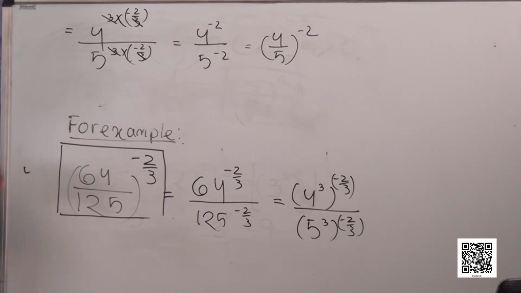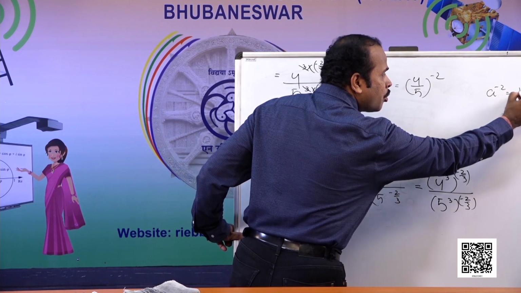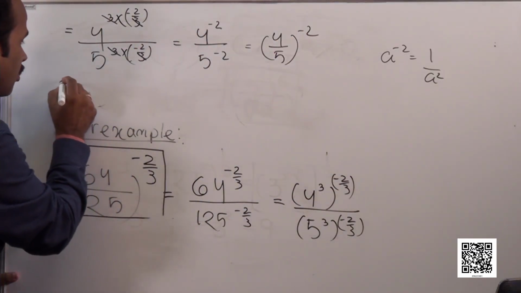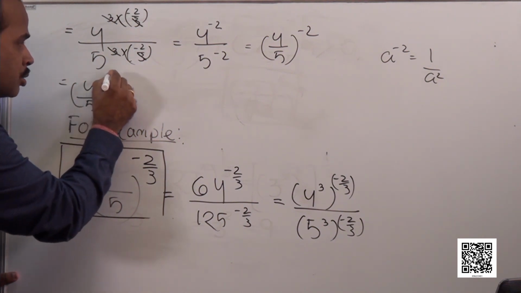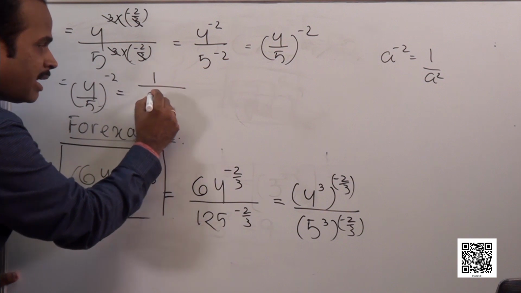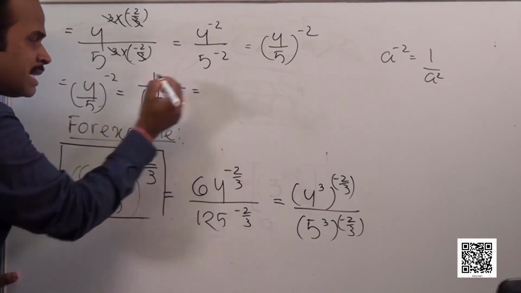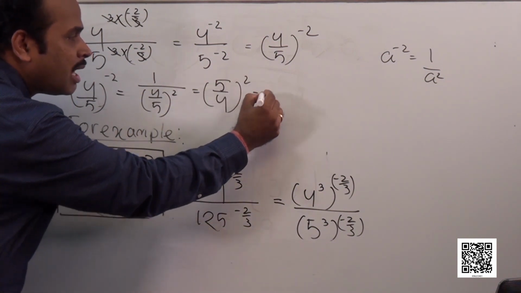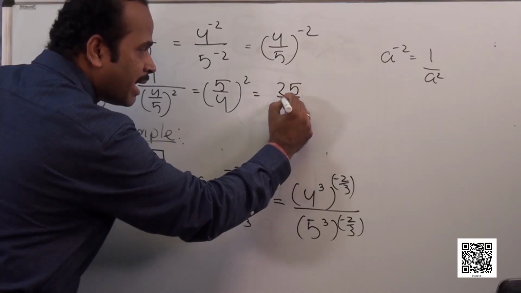As we already know, 8 to the power minus 2 is equal to 1 by 8 to the power 2. We have already seen that, so we can use it here now. 4 by 5 whole to the power minus 2 is equal to 1 by 4 by 5 whole to the power 2. This I can write as 5 by 4 whole to the power 2. And finally, what will I get as the answer? This will be 25 by 16.